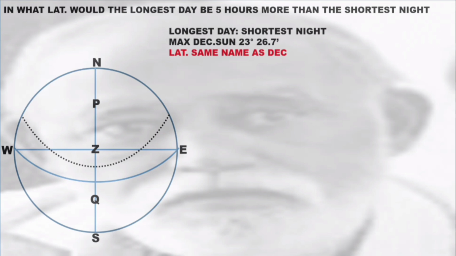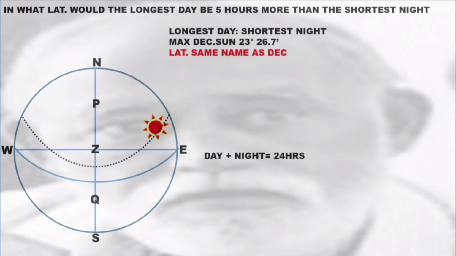On what day is the longest day to be 5 hours more than the shortest night? The longest day or the shortest day depends upon what your declination is and where you are. We have the longest day in the north when the declination is north. On the same day, you have the shortest day in the southern latitudes. So for the longest day, latitude and declination should be the same name, and if you're talking about one side long, one side short, that's going to be opposite.